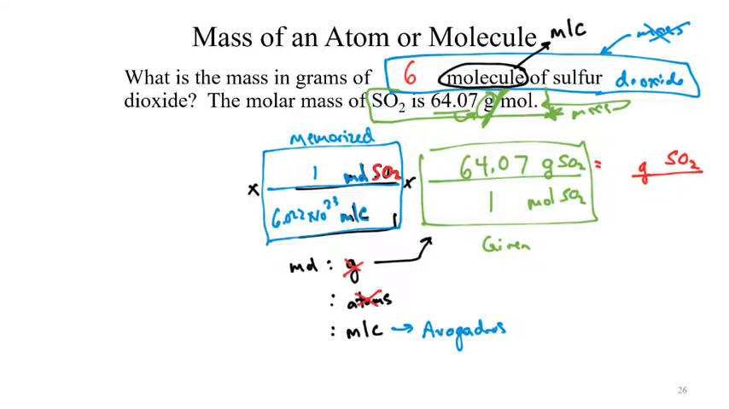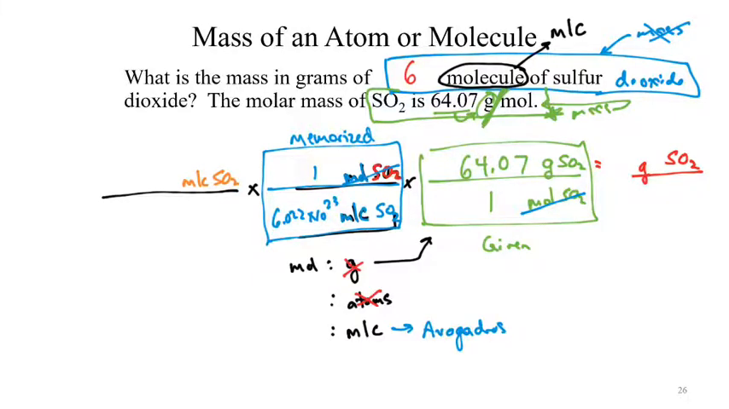Okay, so cool, that sets it up where my moles of sulfur dioxide cancel. But now I've got molecules, and I did a bad job because I didn't actually write out SO2. I don't want molecules of SO2. So I know the molecules of SO2 needs to show up in the numerator.